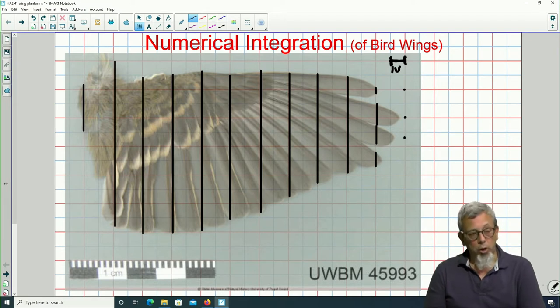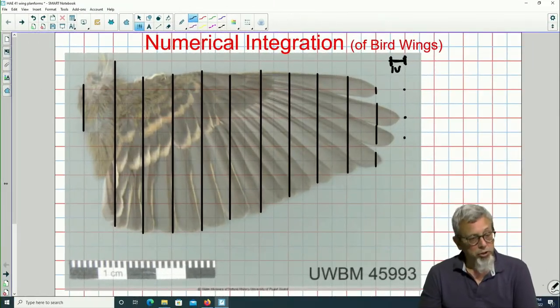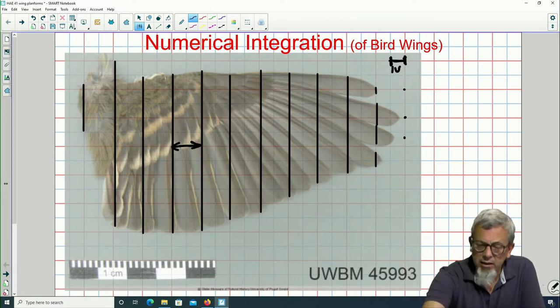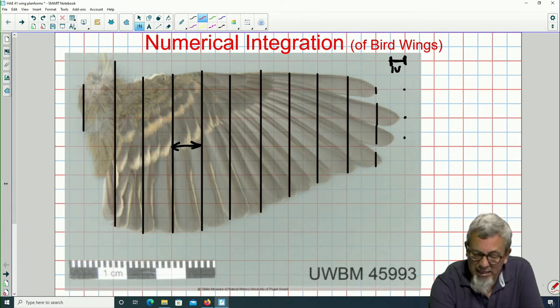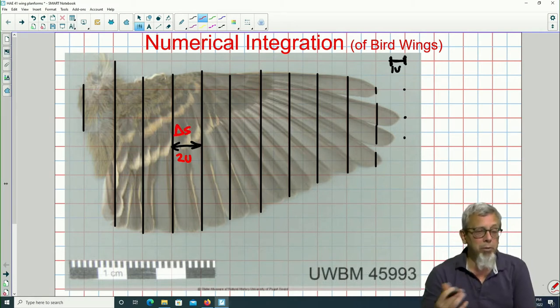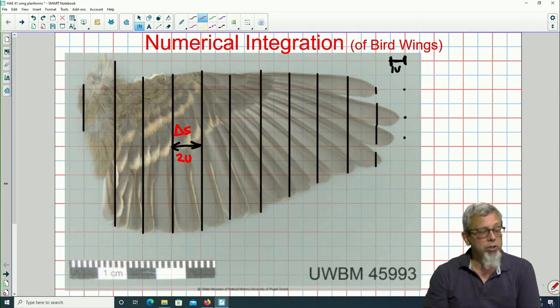All right, to do this process we're going to need a series of measurements. The first measurement we need is the measurement across each of these units, along that span of the wing. That little piece there is 2 units. I think we call that a piece of our span, little delta S. Sometimes W is used, as a width or whatever. Each of those pieces we're going to say is 2 units.